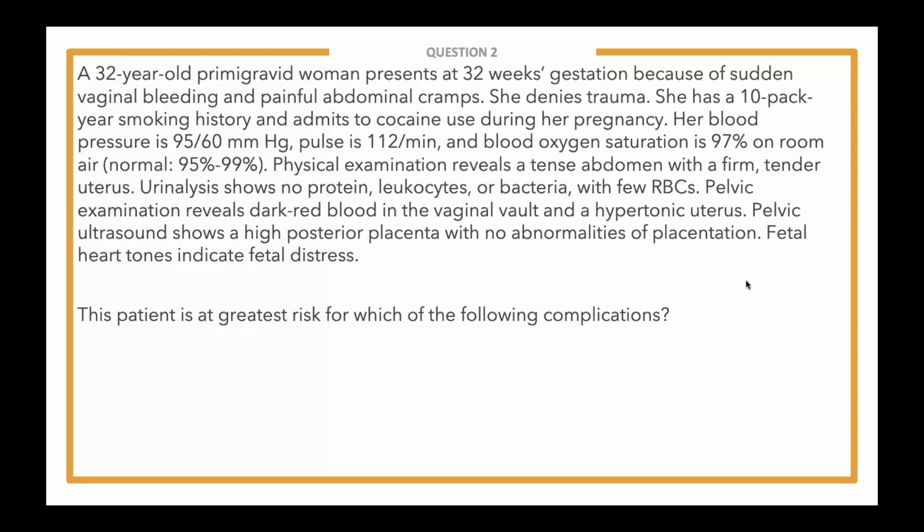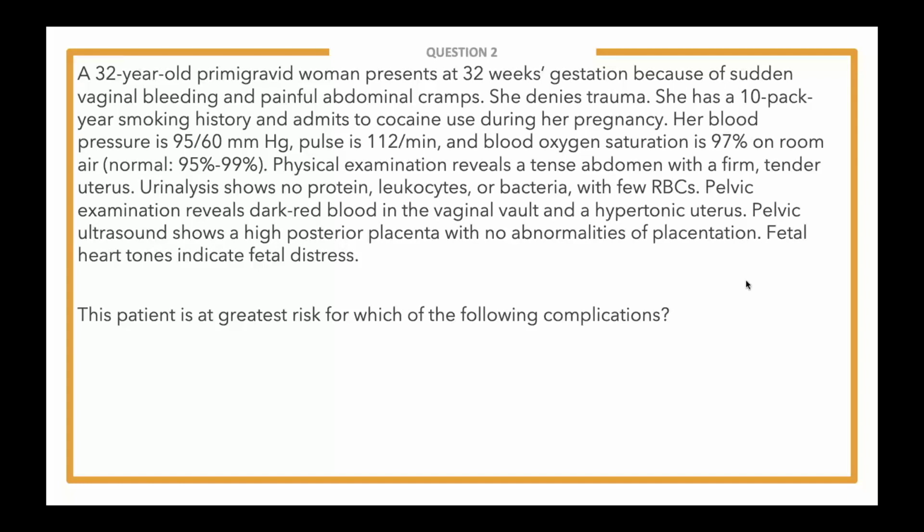A 32-year-old premigravid woman presents at 32 weeks gestation because of a sudden vaginal bleeding and painful abdominal cramps. She denies trauma. She has a 10-pack year smoking history and admits to cocaine use during her pregnancy. Her blood pressure is 95 over 60, pulse is 112, and blood oxygen saturation is 97% on room air. And they give us the normals there from 95 to 99%.